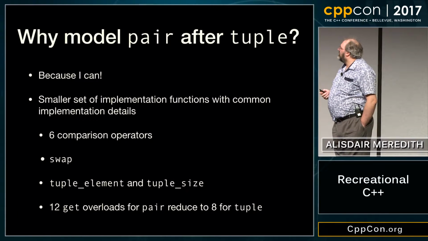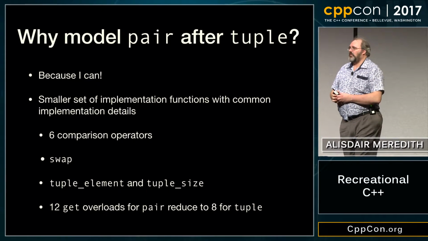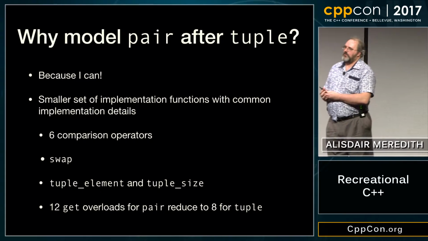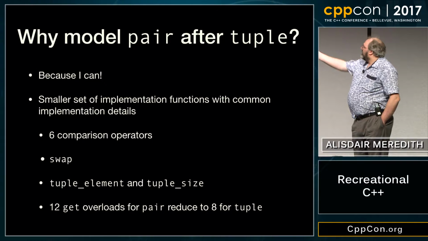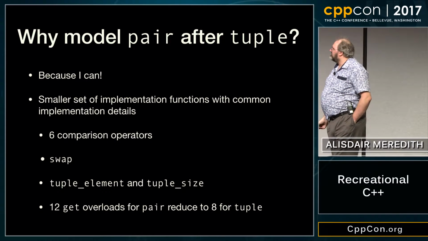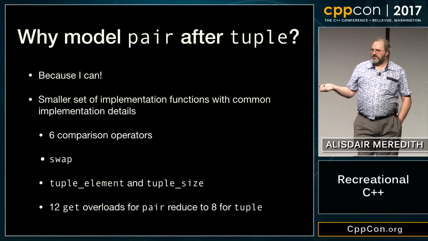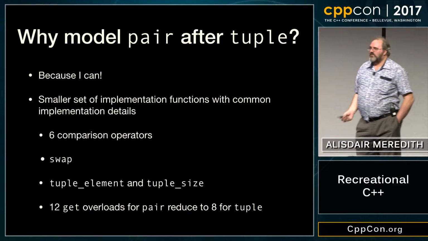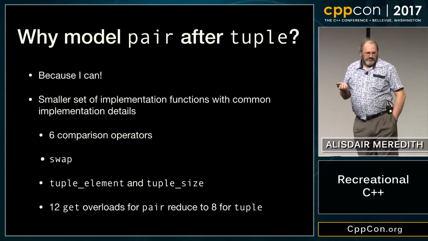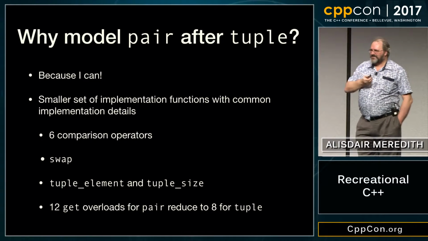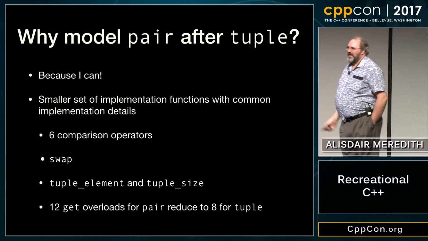Why is that a nice idea? It means that I can legitimately exploit my tuple and pair to have the same implementation for all the free functions. So the 6 comparison operators, swap, tuple element and tuple size meta functions, and it turns out that when you get to the get overloads, there's 12 for pair and 8 for tuple, and I just need the 8 overall. So it does give me a smaller, neater solution. Also looks quite bizarre. It's a lot of fun to make. I'm not convinced it's the right answer, but darn, it was fun finding out.